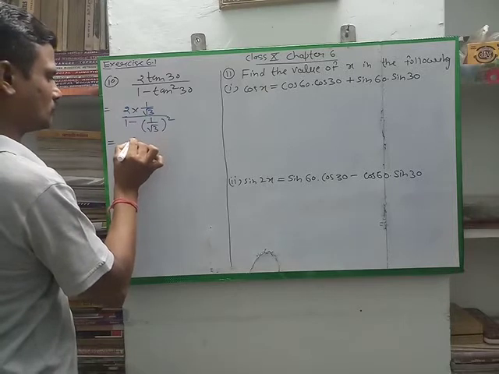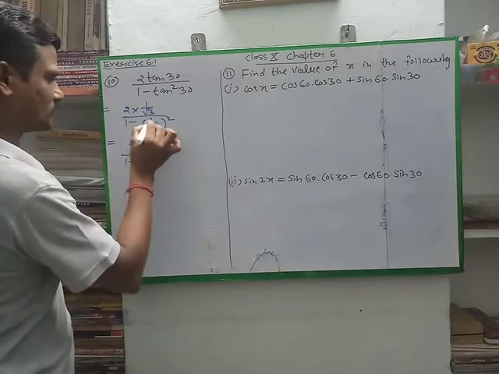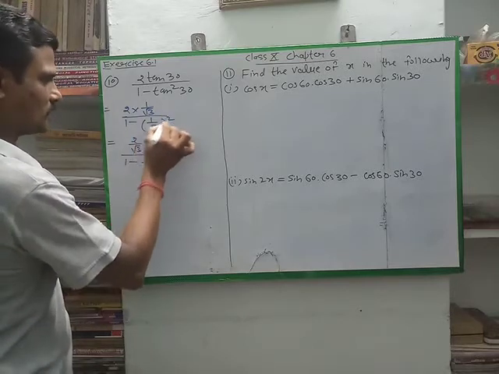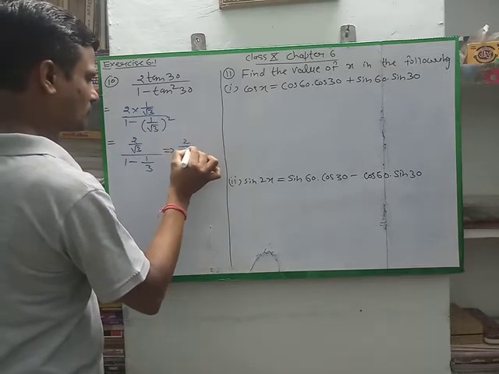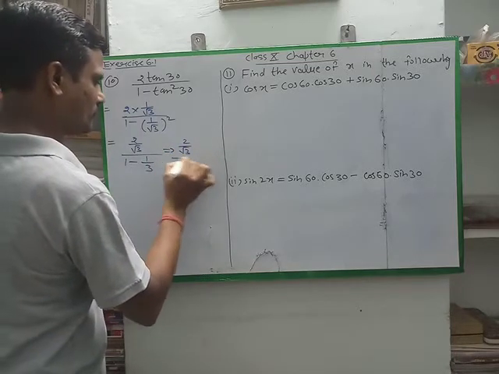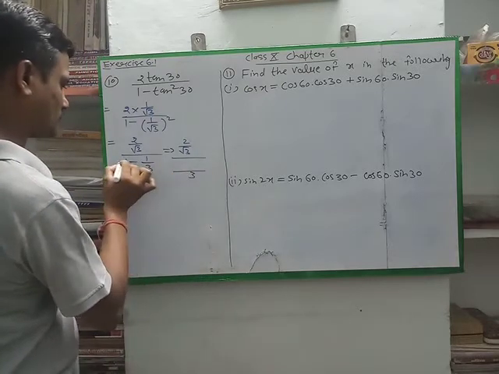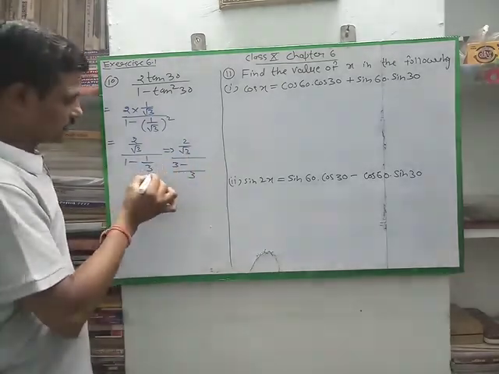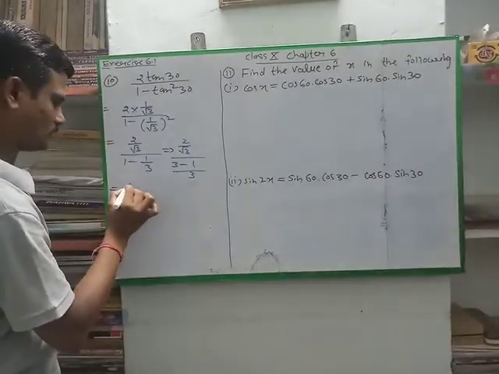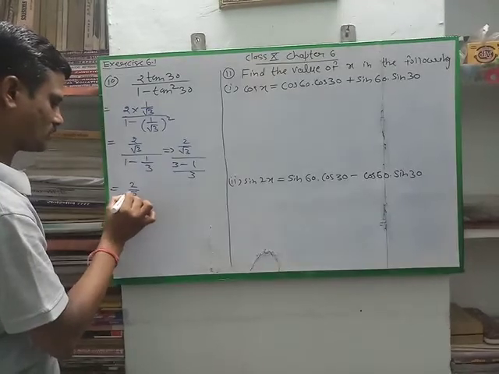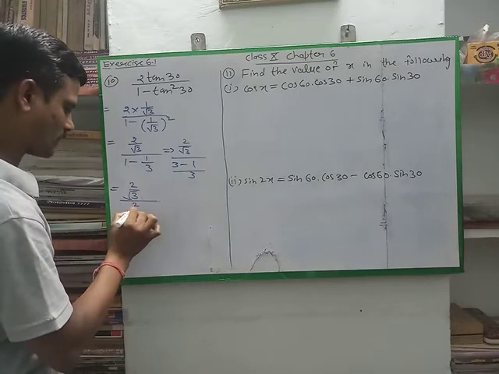Two ones are 2 upon root 3, upon 1 minus the square of 1 by root 3, which is 3. Solve this. 2 by root 3 remains the same. Now the LCM is 3 in the denominator. 3 ones are 3 minus 1, so you can write 2 by root 3 upon 2 upon 3, which is 2 by 3.